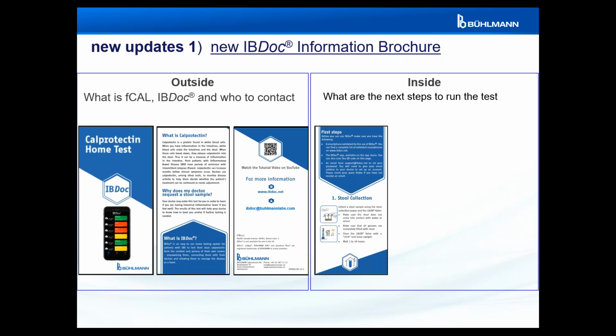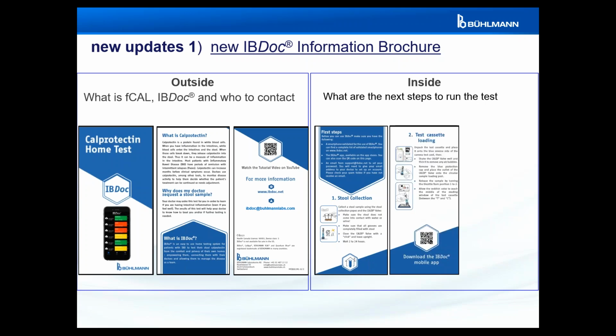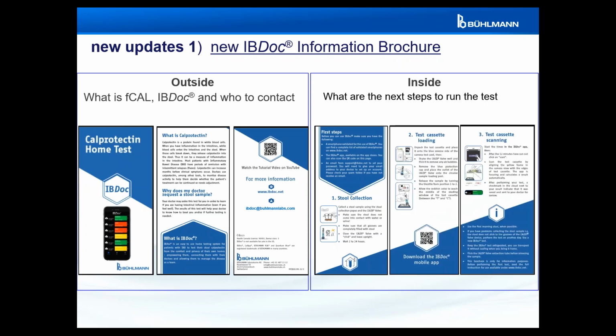So on the inside of the 3-tier flyer, we literally walk through the first steps on what the patients need to do, and then the second steps, and then third steps. And then also, if they haven't downloaded the app, then the QR code is there for them to actually download the app.